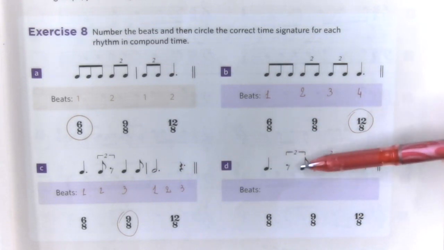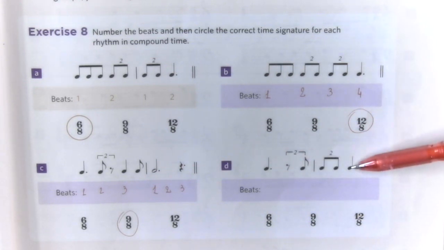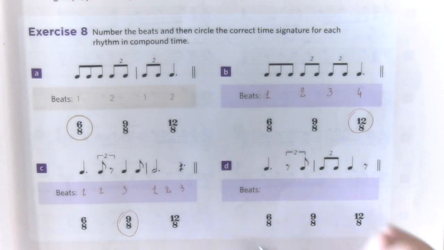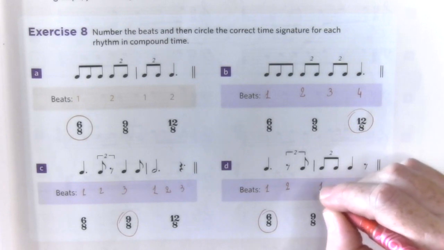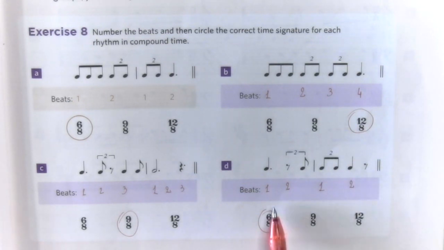How many here? 1, 2, 3, 1, 2, 3, 1, 2, 3, 1, 2, 3. So it is 6. 1, 2, 1, 2. This means 2 movements of 3 quavers each. Sorted. Shall we move on?